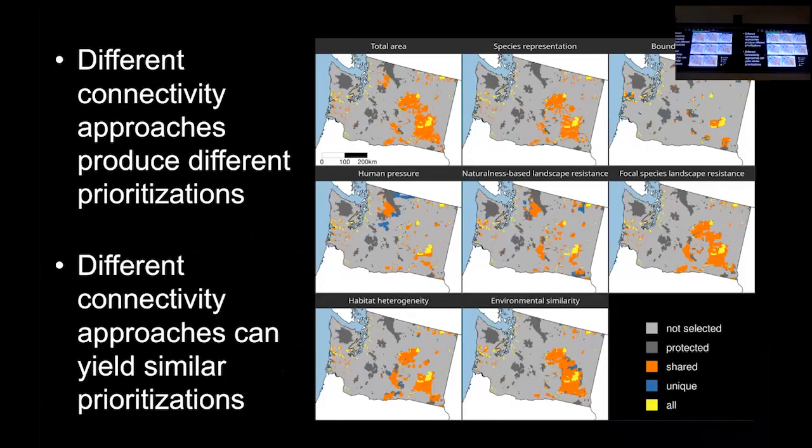We looked at 8 different approaches, and I'm just going to walk you through how to read this because it is a bit overwhelming. Each panel is a prioritization based on a different approach. Let's just look at total area for a moment. The light grey cells are places that weren't selected at all. The dark grey cells are existing protected areas, so they're the same. The orange, the blue, and the yellow were places selected by the prioritization. The dark grey was locked in, but the orange, blue, and yellow are the priority areas that the prioritization selected. Here we can see the orange and the yellow, and a few blue bits, and those are the places selected on the total area approach.